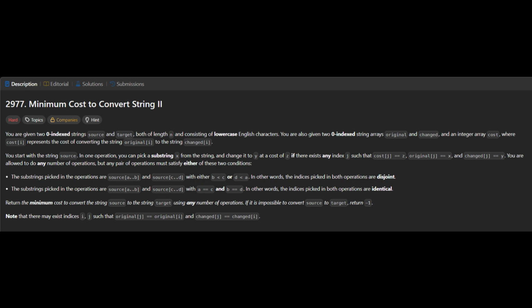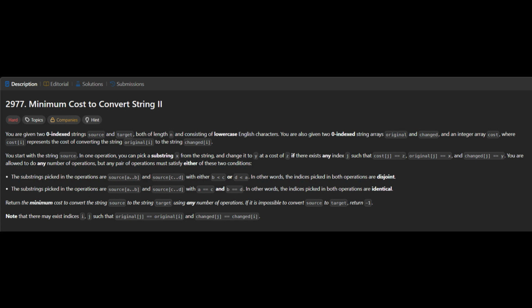Hey guys, in today's problem, we are given two strings, called source and target, and both of them have the same length. Our goal is to convert the source string into the target string at the minimum possible cost. Now, the twist is in how transformations work.